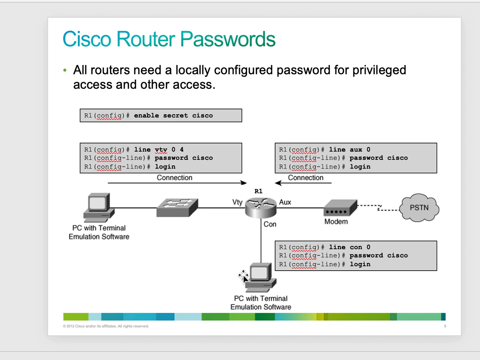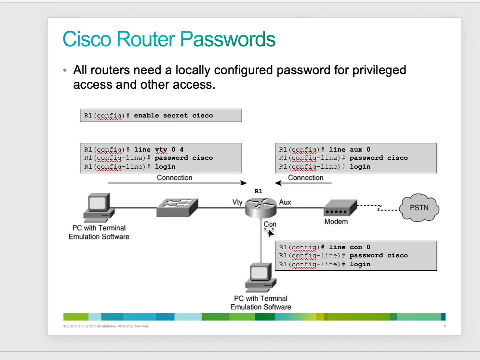Okay, and then from this user you also configure. This user will be similar to this first user. For this user, it is a PC with terminal emulation software, the same PC with terminal emulation software. So the same thing you type here: Router 1 config hashtag line console 0. Okay, now you are configuring the console.